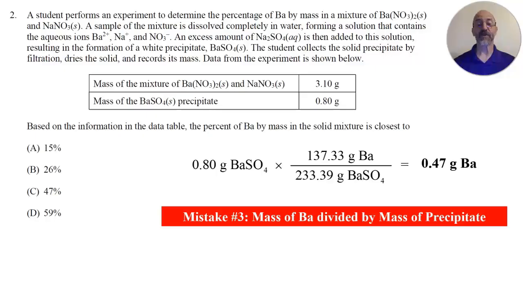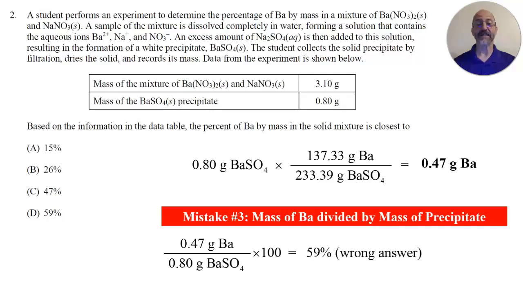And mistake number 3, the student took the mass of barium, which is 0.47 grams, and divided by 0.80 grams, which is actually the mass of the precipitate and not the mass of the mixture.